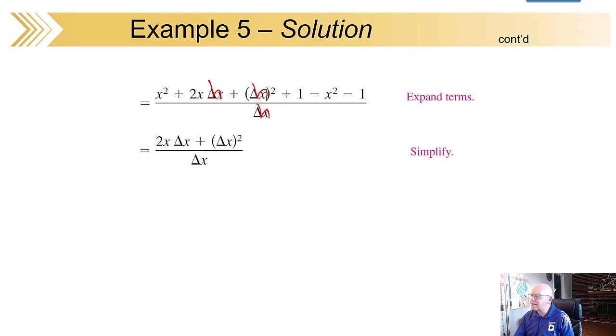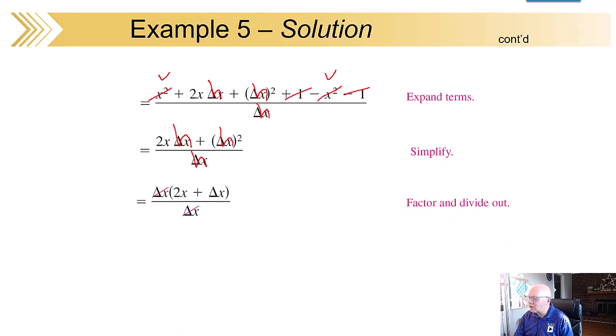Now what we've got is x squared and minus x squared cancel, gone. The plus 1 and the minus 1 cancel. This is what's left, 2xh plus h squared over h. Notice both those have h's, so we can factor out the h, and they cancel. What are we left with? 2x plus h.